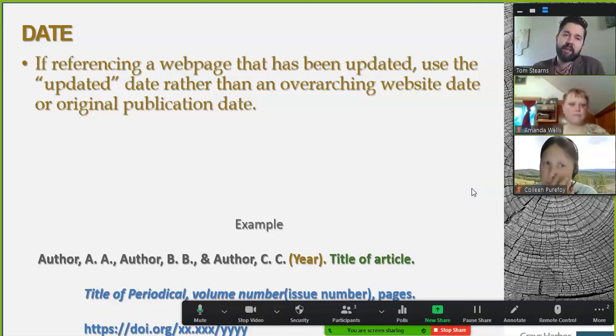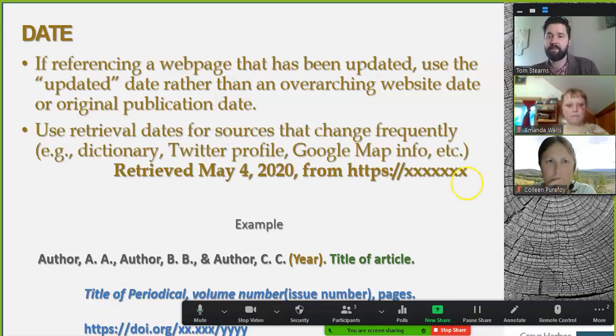One extra thing, this is for if you're citing web pages. This doesn't occur very often, but if you're referencing a web page that has been updated, you use the updated date rather than an overarching website date or an original publication date. So just include the most recent date.